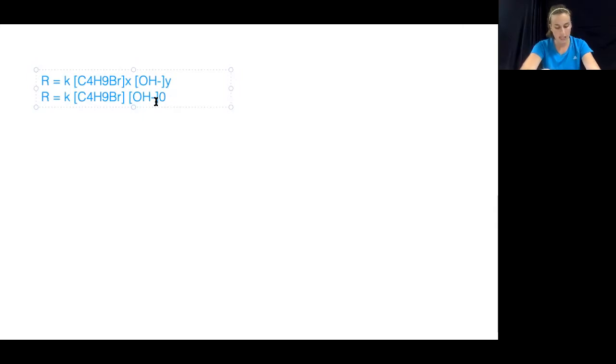So anything raised to the 0 power is just 1. That means I can take this out completely because it's not going to affect the rate equation in any way, since it's just going to be 1. It's just extra work we don't need to do. So now this is what our rate equation looks like. Now I just need to solve for K.